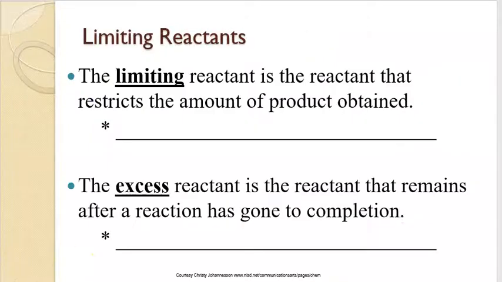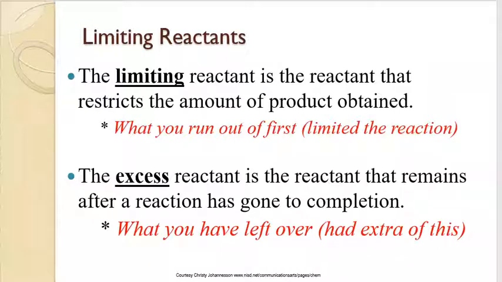So, a limiting reactant is the reactant that restricts the amount of products that can be obtained. This is really essentially what you run out of first. That limits the reaction. The excess reactant is reactant that remains after a reaction has gone through to completion. So this is like what you would have extra of.